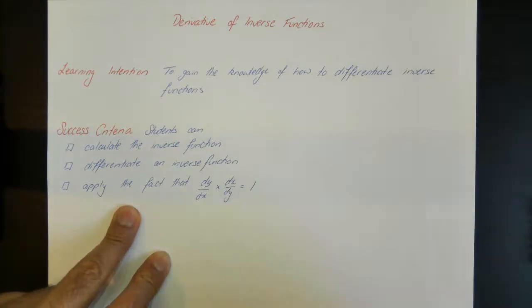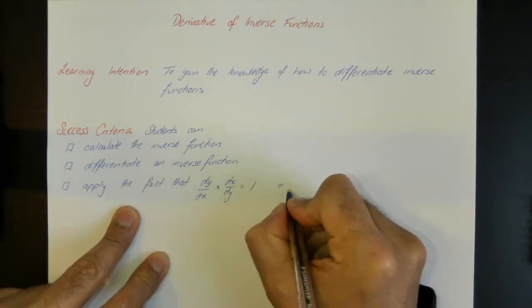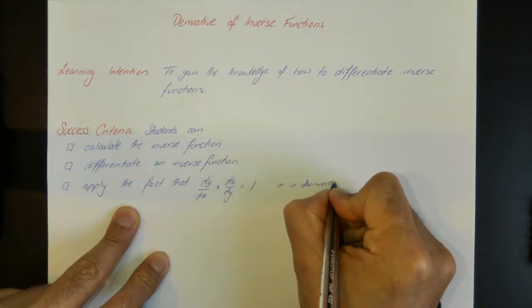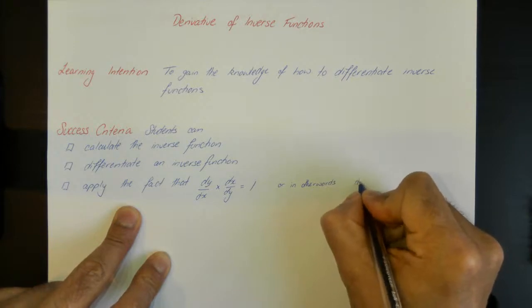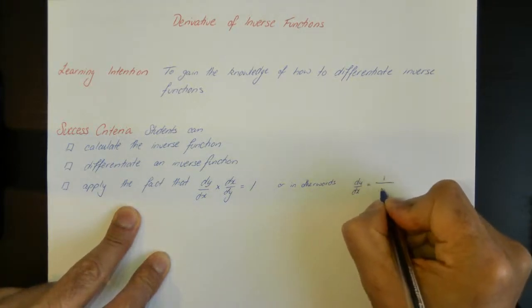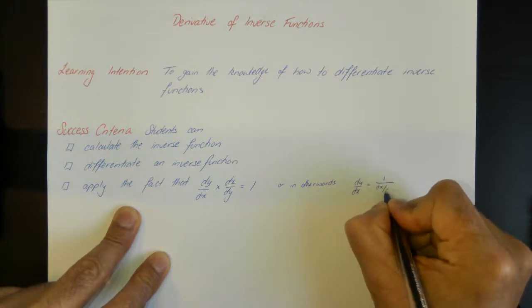Or alternatively, dy over dx is equal to 1 over dx on dy.